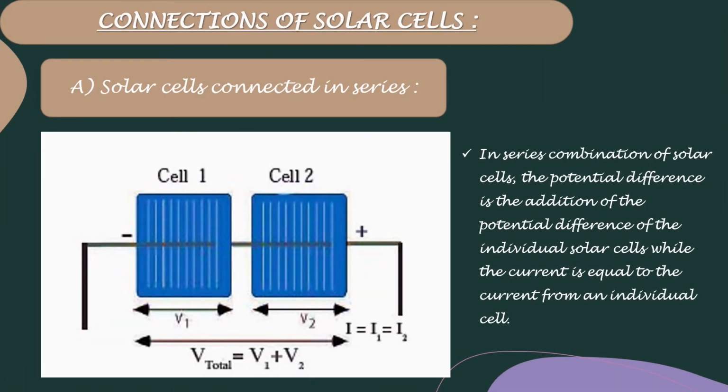Now students, let's learn about connections of solar cells. The first connection is that solar cells are connected in series. When two solar cells are connected in series, the potential difference obtained from both cells is the sum of the potential differences of the individual solar cells, and the current generated from the series combination is equal to the current from an individual cell. When solar cells are connected in series, currents from the individual cells cannot be added.